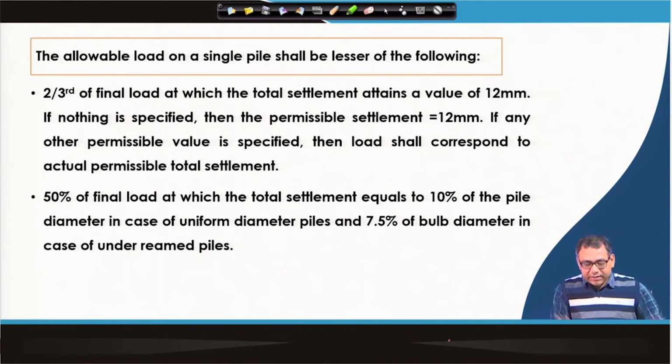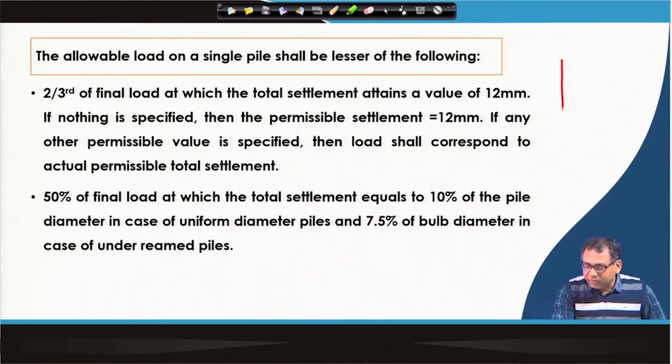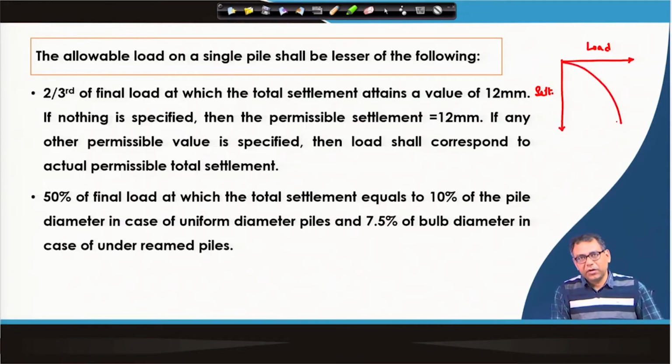Now, once you complete the pile load test, you will get a load versus settlement plot. So, this is the load or the stress and this is the settlement. Okay, so we will get a particular load versus settlement plot.